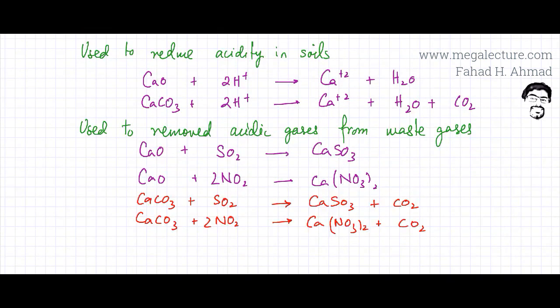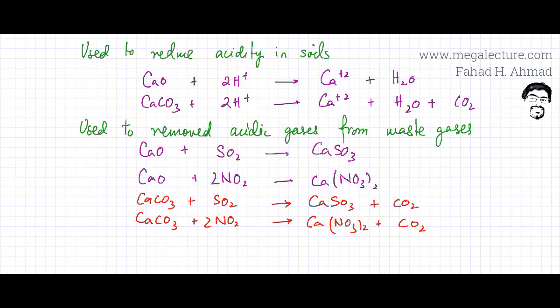I've written down the equations: calcium carbonate reacting with sulfur dioxide produces the salt calcium sulfite, and carbon dioxide gas would be released as well. So with carbonates, carbon dioxide gas is released. Same with calcium carbonate plus NO2: calcium nitrate would be produced, and carbon dioxide gas would be released as well.